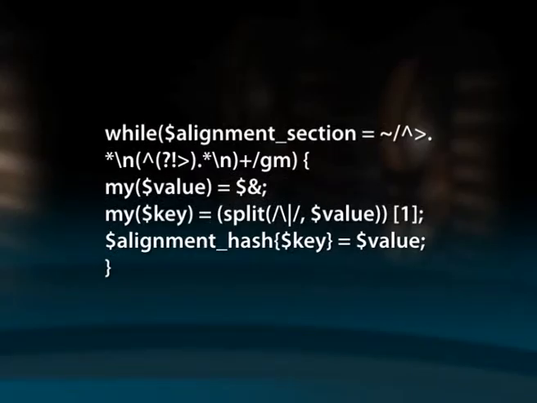While $alignment section =~ /^>.*\n(^(?!>).*\n)+/gm, my $value = $&; my $key = (split /\|/, $value)[1]; $alignment hash{$key} = $value. There are some new things to examine.